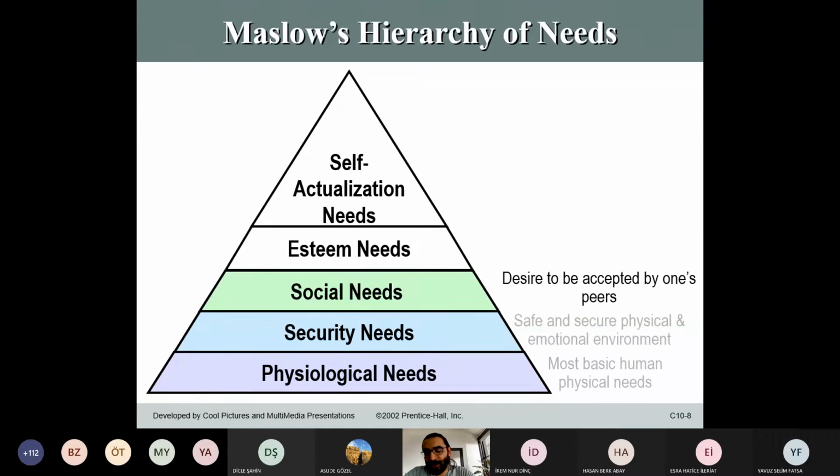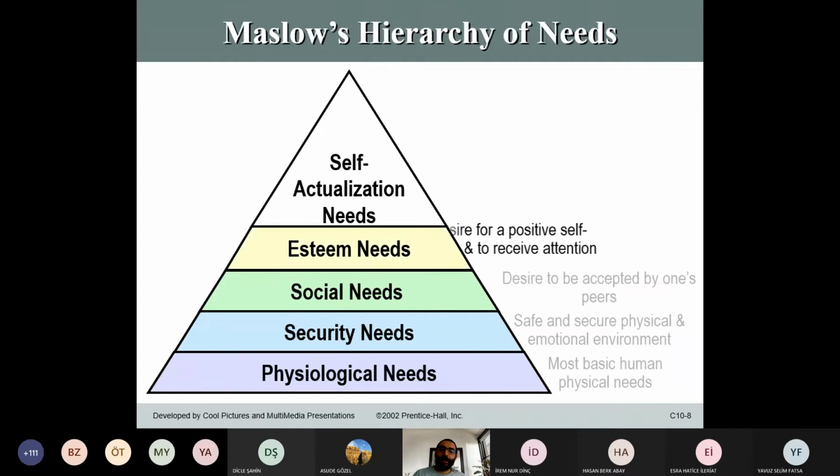Next one, social needs, right? Everyone desires to be accepted by others, their peers, their colleagues, their friends, right? Accepted in a social movement, in a social culture, in a society, in a religion, in a family environment, right? They need these social needs.